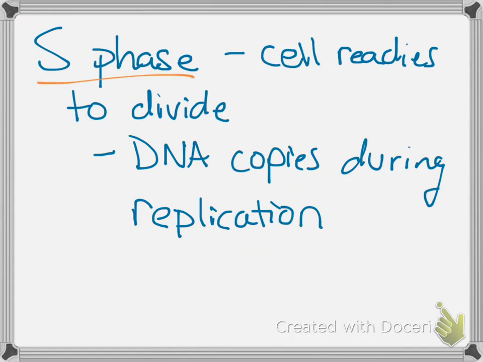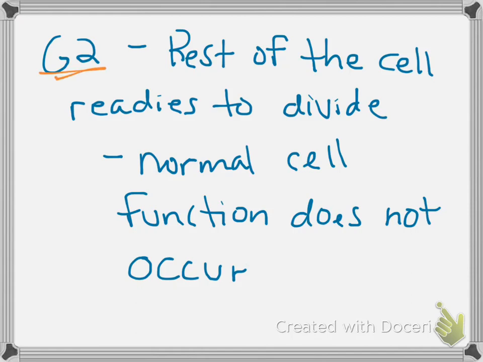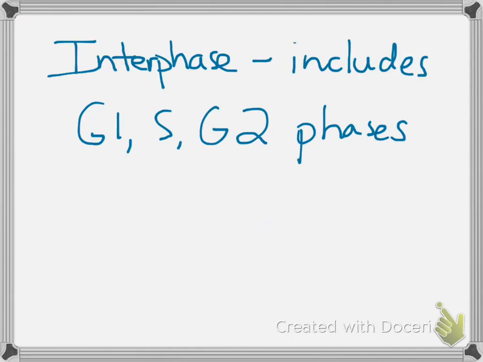The next phase is the S phase, and this is where the cell readies to divide and goes through the process of replication. So the DNA is going to copy itself during the S phase. G2, the rest of the cell readies to divide. No normal cell function occurring here. We have the cell getting ready, organelles getting prepared to divide as well. So collectively, G1, S, and G2 are interphase.